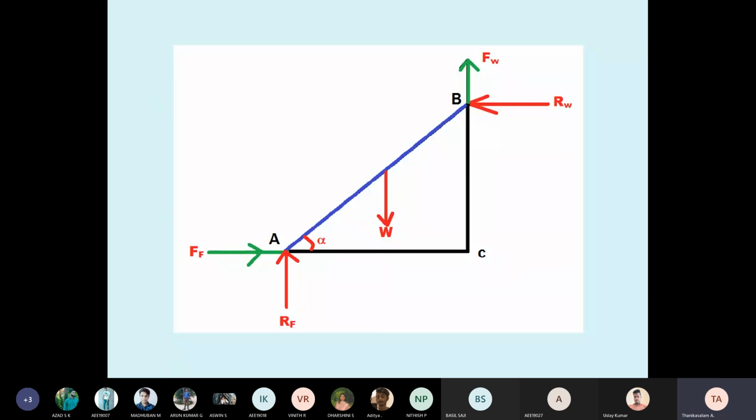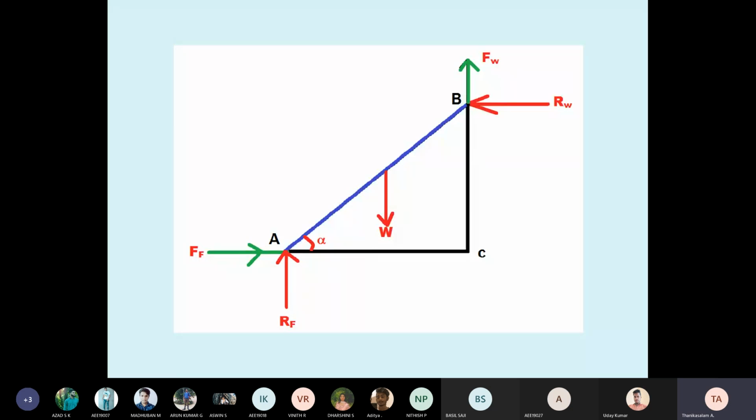Now see point B. It is at the vertical wall. If you are standing, the weight is acting downward. Therefore, the ladder may slip downward, so friction is upward. FW, friction at the wall. Then B is touching the wall on the right side. Therefore, every action has an equal and opposite reaction, so the reaction is to the left side. Why left? Because the ladder is touching the wall. Therefore, RW means reaction at the wall.